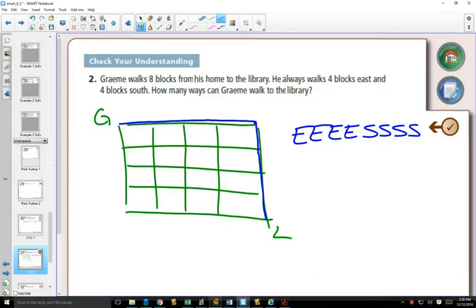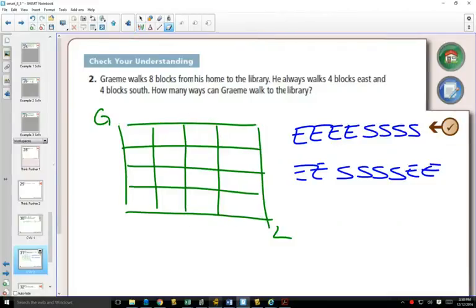Now Graham, being the smart guy that he is, probably chooses this path all the time because it's easy. Oh, that's pretty bad, eh? So that would be east, east, south, south, south, south, east, east. Now, every time I make a new arrangement of easts and souths, I'll get a new path. And an arrangement of those easts and souths is like Mississippi.